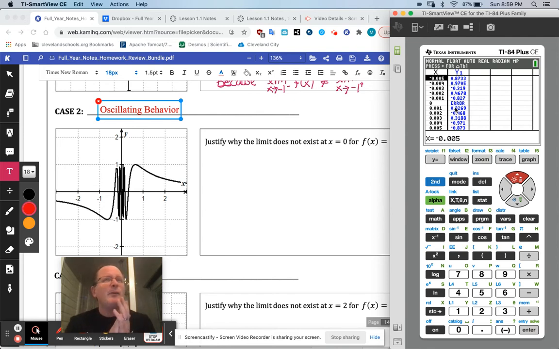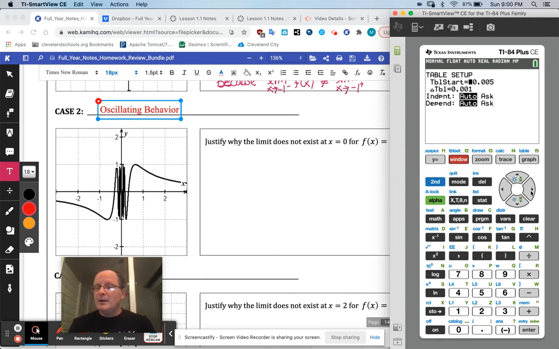The closer you get, it kind of reminds me of a crystal. Like you zoom in, you see the structure. You zoom in again, keep seeing the same structure as you zoom and zoom. I could try it one more time just because I want to, but you don't have to. On these, if you see this oscillating kind of behavior, you would say it does not exist. So let's try it.